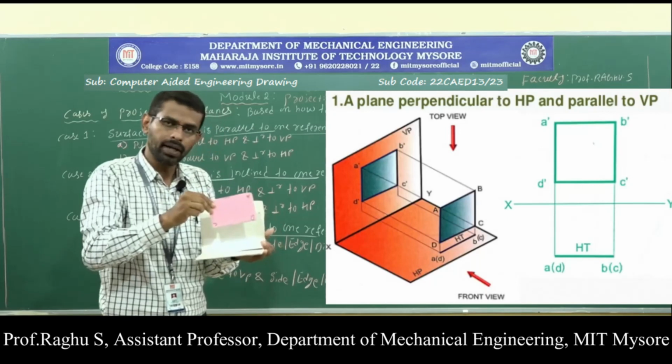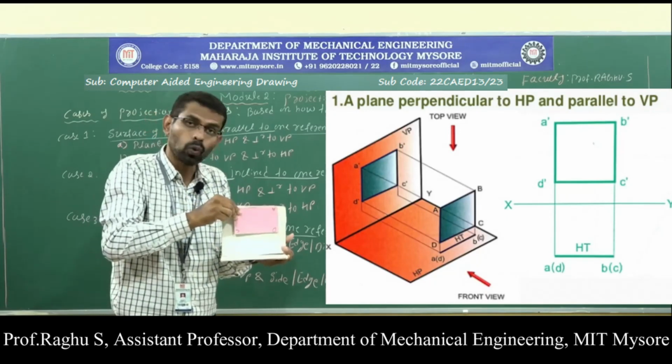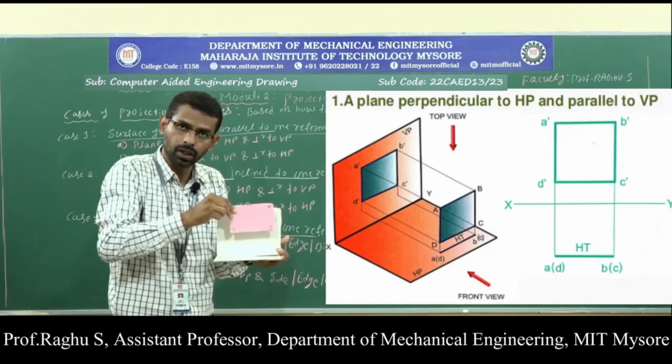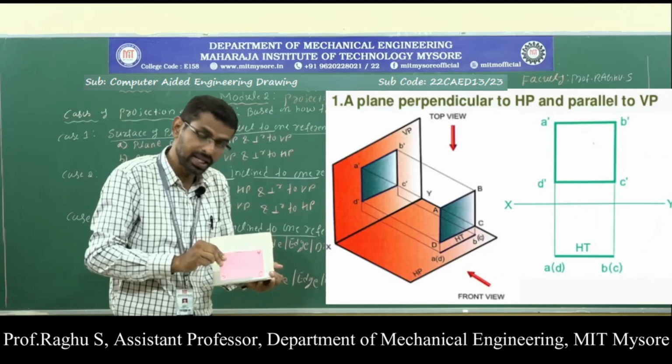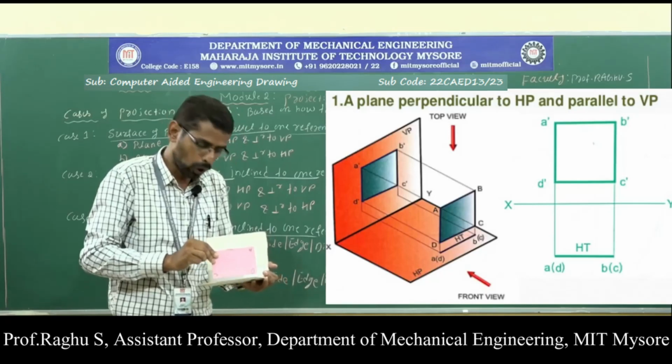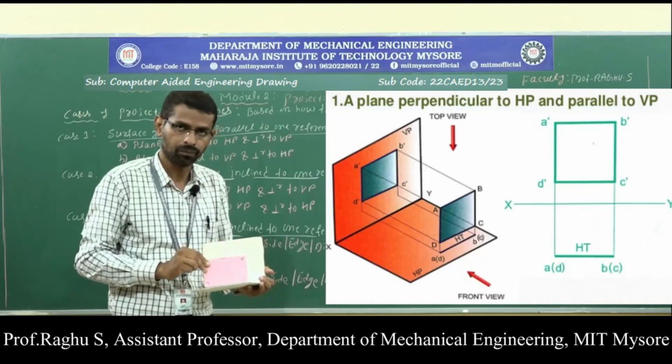Now, on which plane will I get the true shape? I will get the true shape on the vertical plane, that is, in the front view. This is the true shape. And in the top view, the plane appears as a straight line.